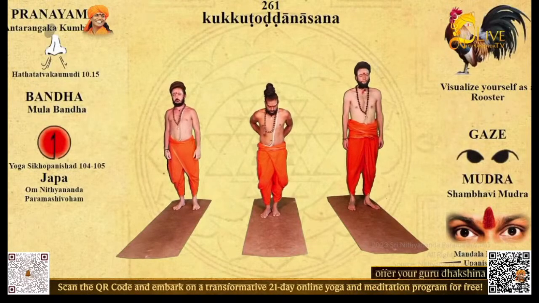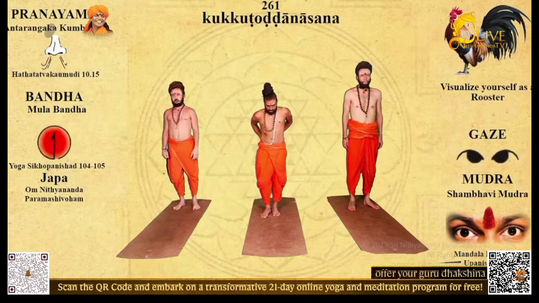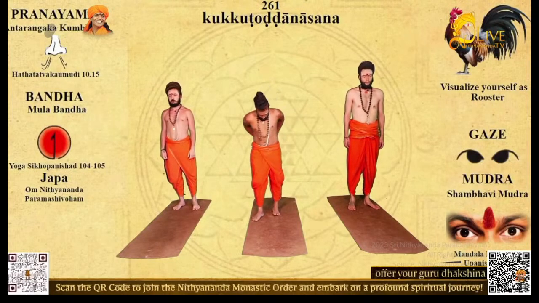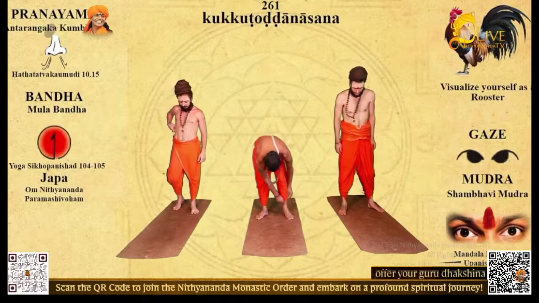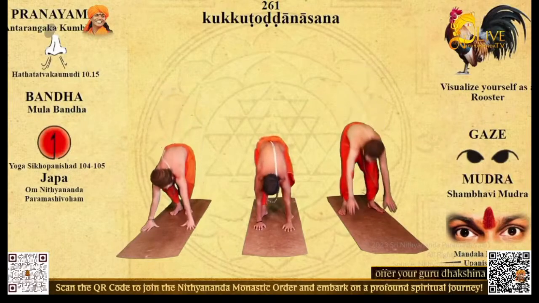Next up is Kukkutodanasana. As you place your palms on the mat, raise both feet upwards into the air and let them fall back down again and again as you visualize yourself as a rooster.